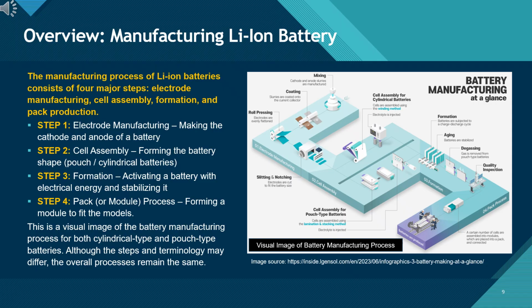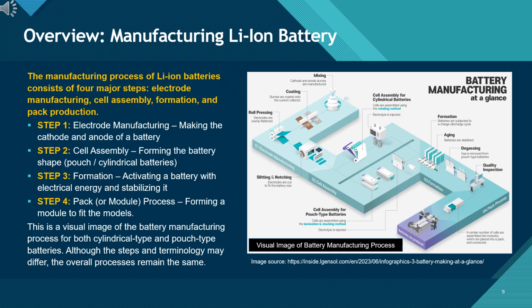Overview: Manufacturing Li-ion battery. This slide introduces the four major stages of lithium-ion battery manufacturing: electrode production, cell assembly, formation, and pack/module assembly. Each stage builds on the previous one, from mixing and coating raw materials into electrodes, to assembling the cell structure, to activating the cell through formation and aging, and finally integrating cells into modules and packs.